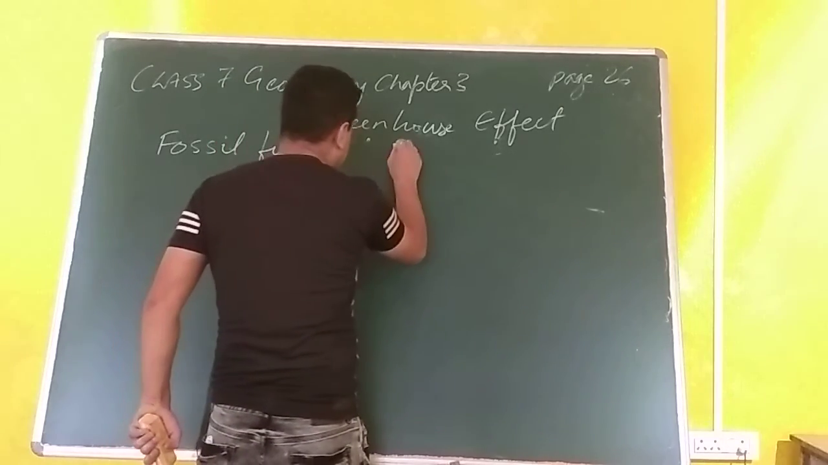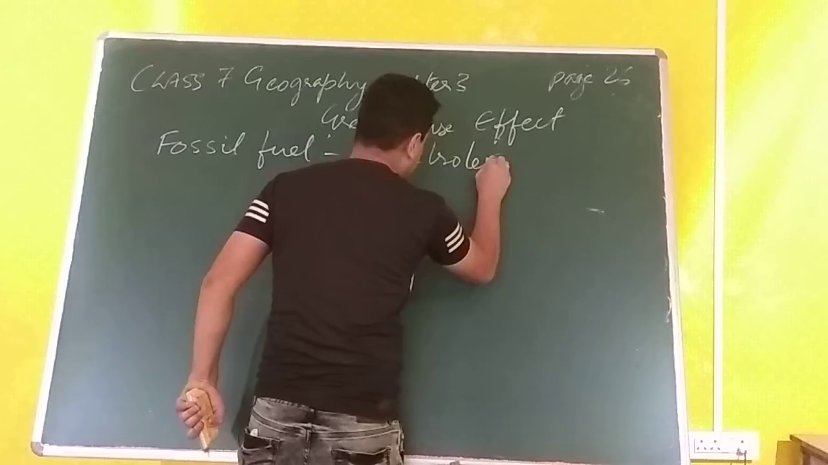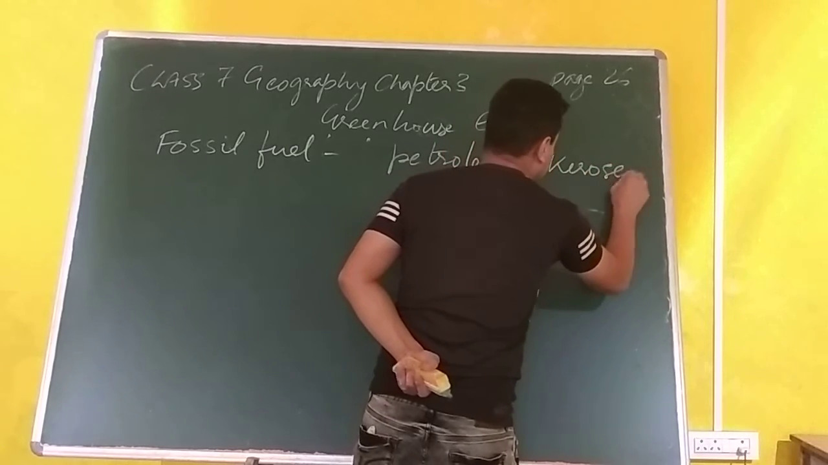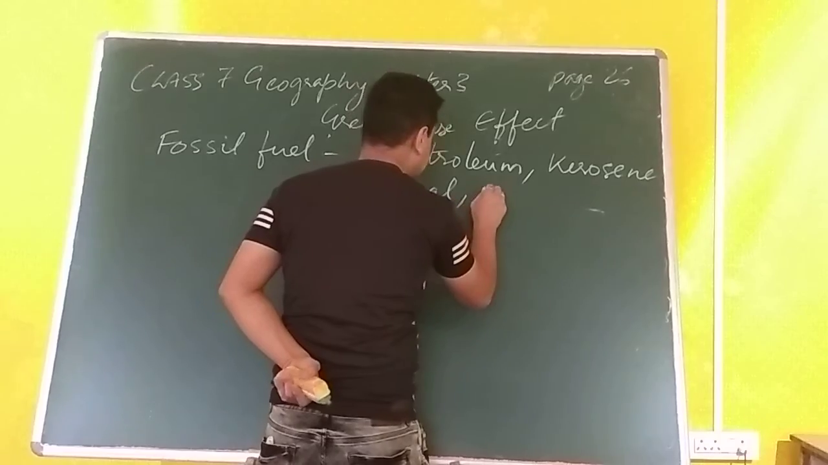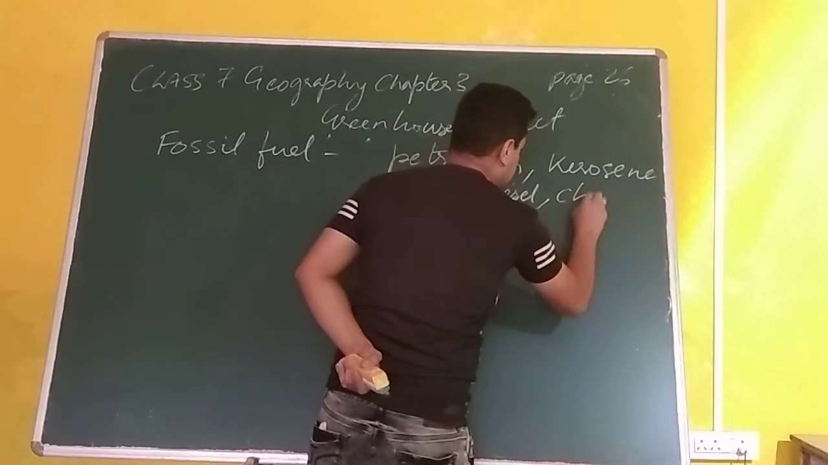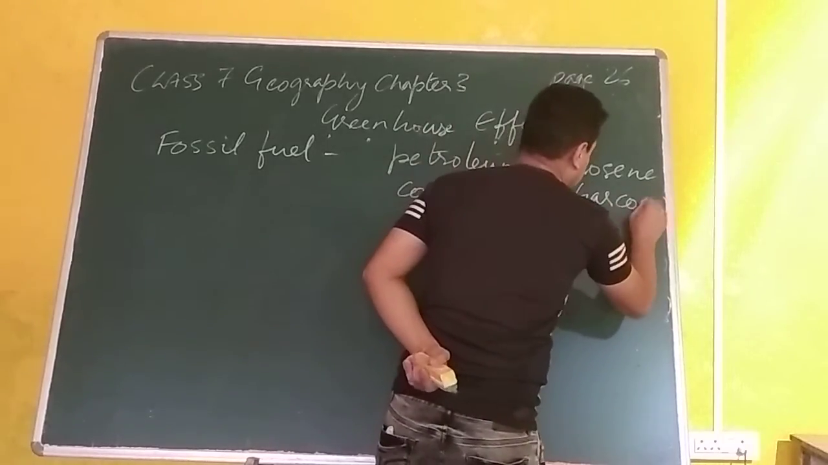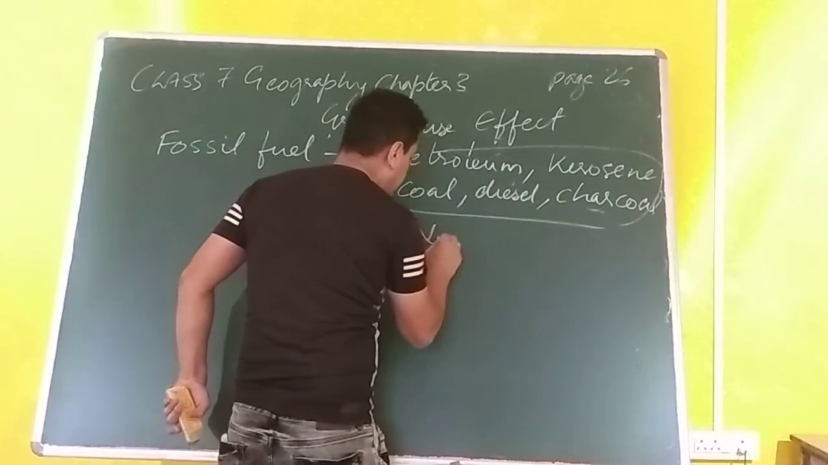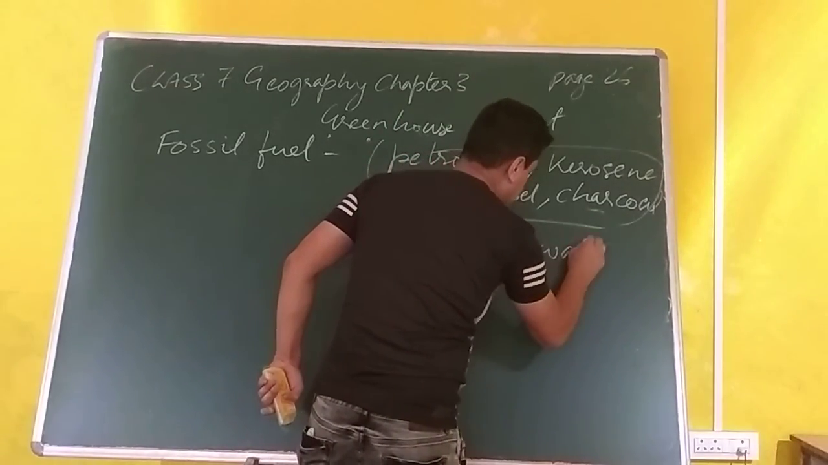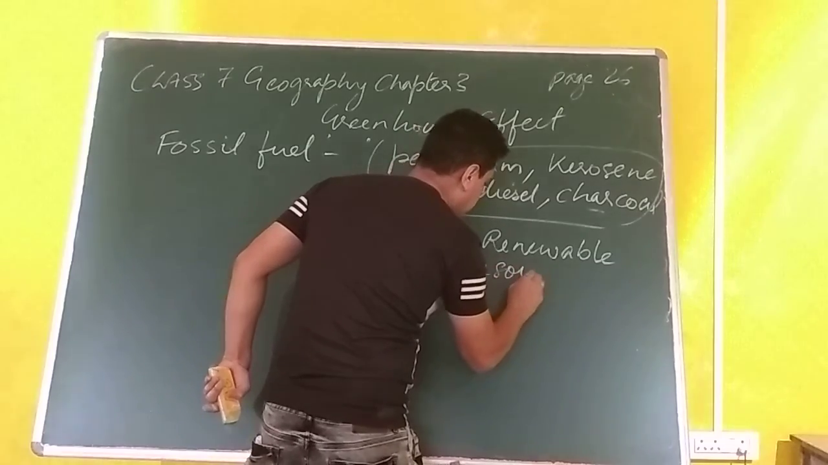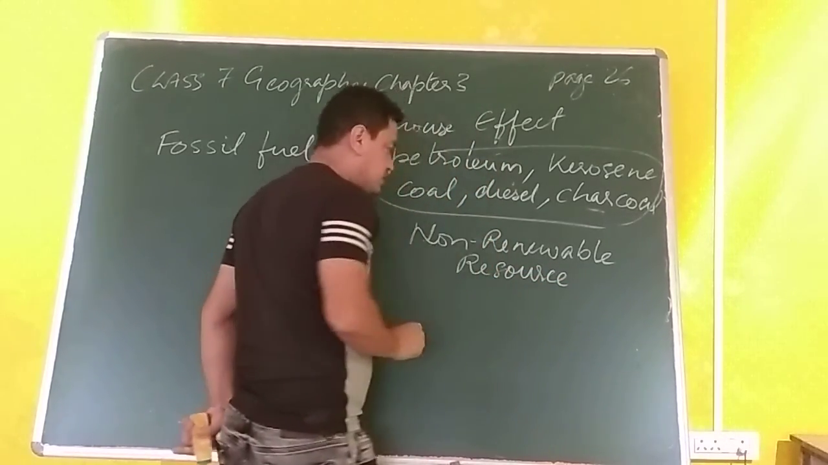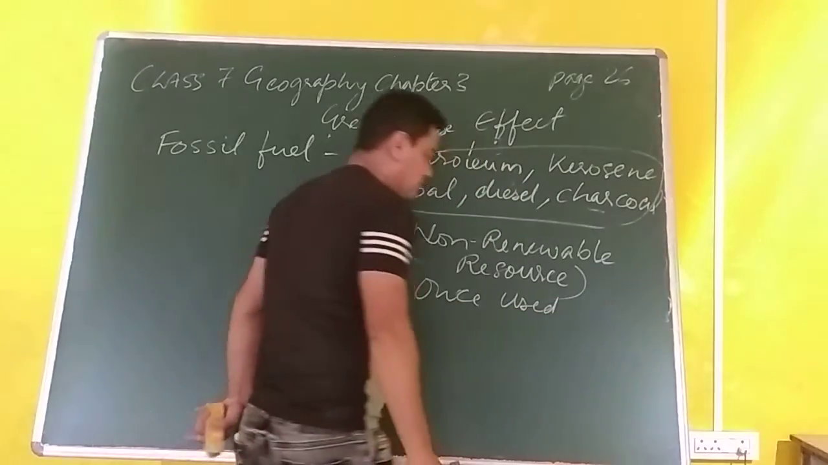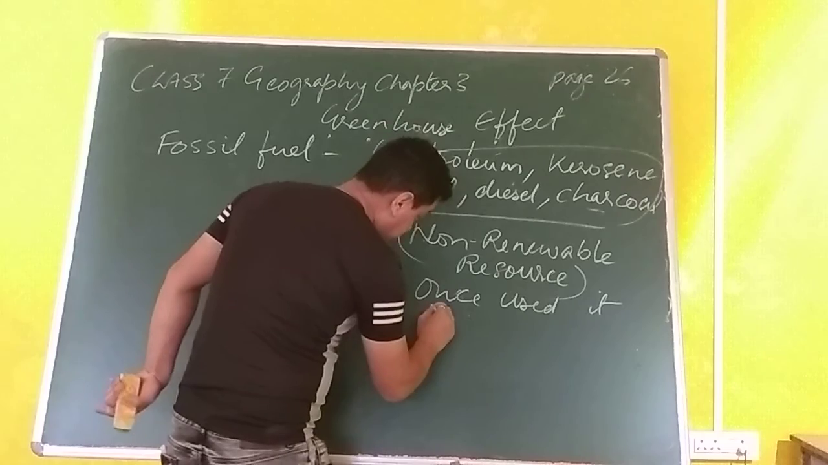So which energy are we talking about? We are talking about petrol, petroleum, this is called liquid coal, then kerosene, coal, diesel, charcoal, are called non-renewable resources because once used, it is gone forever.